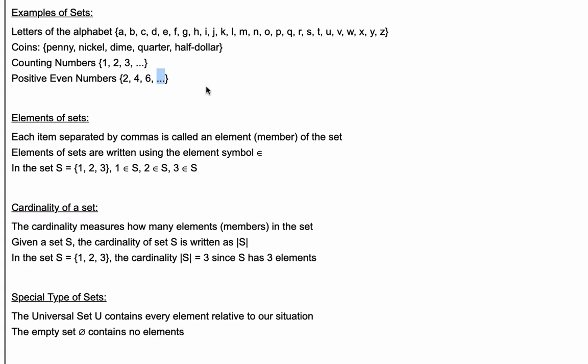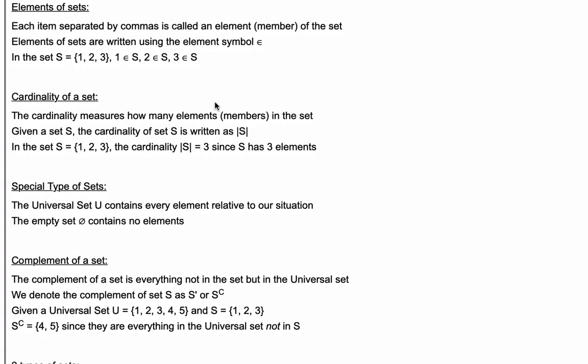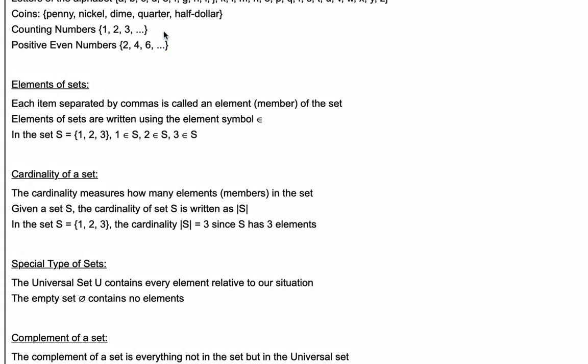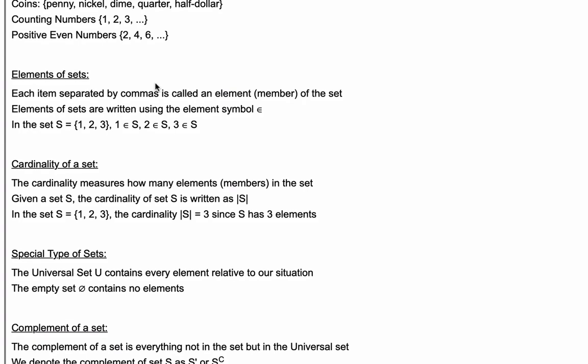Now let's walk through elements of sets. Each item you saw in the sets above is separated by commas, and each item is called an element or a member of the set. Elements of sets are written using the element symbol right here. Now in the set S equals 1, 2, and 3, 1 is an element of S, 2 is an element of S, and 3 is an element of S.